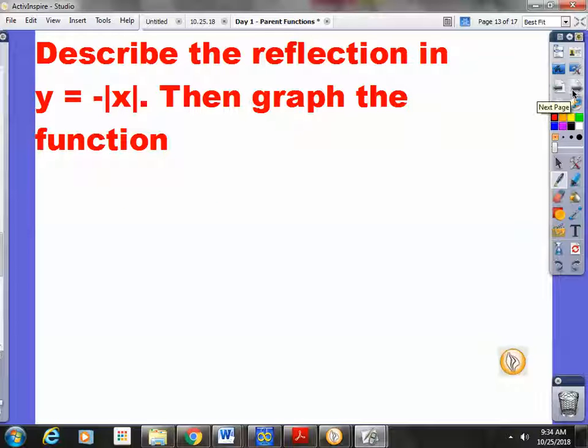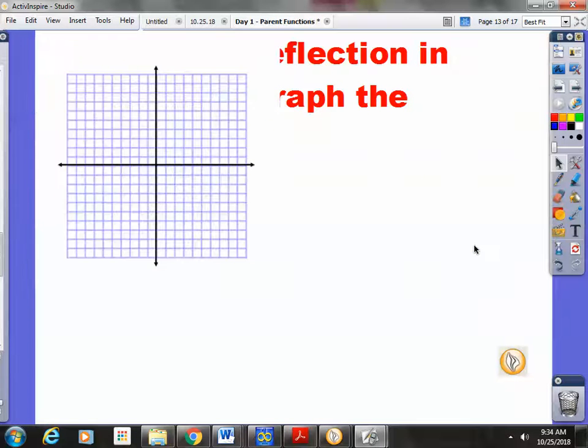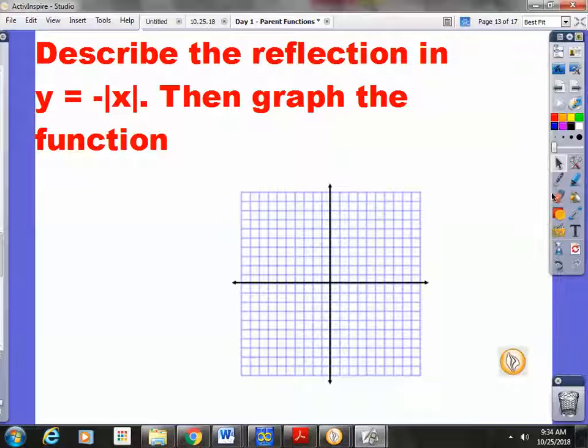In this last example, it says to describe the reflection y equals negative absolute value of x. Then graph the function. So let's start by graphing our parent function. You guys should be able to do this. Y equals the absolute value of x. You know this graph is going to be a V.